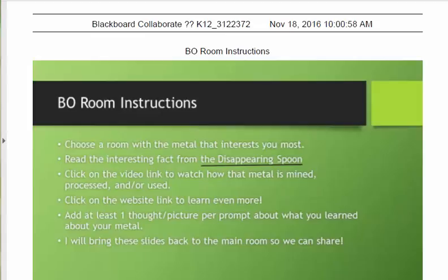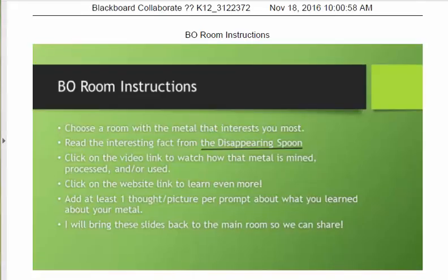And so what students were supposed to do is choose a room with the metal that interests them the most, and then read the interesting fact from The Disappearing Spoon, which is the book that I'm sharing, and then click on the video to watch how that metal is mined, processed, and or used. They could also click on a different website link to learn even more. And then I wanted them to add at least one thought or picture per prompt about what they learned about that metal. And then at the end, I brought all the slides back to the main room. So let me just show you.